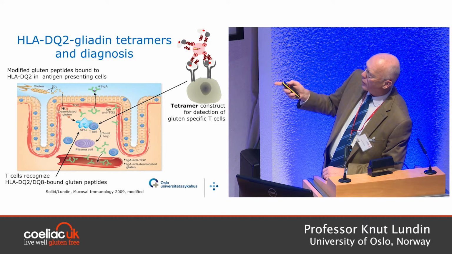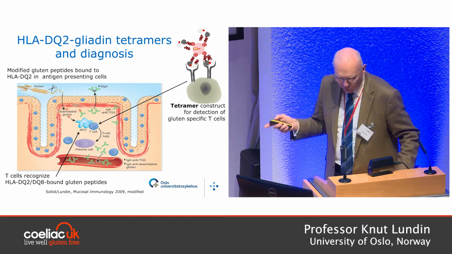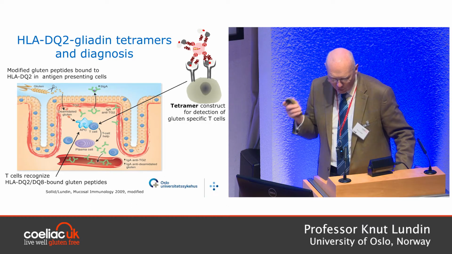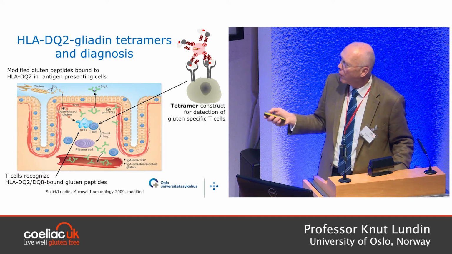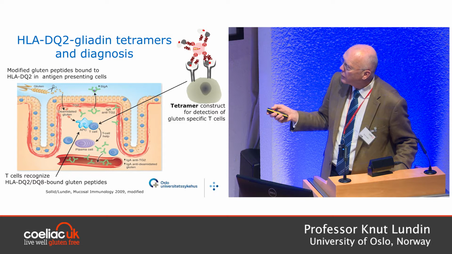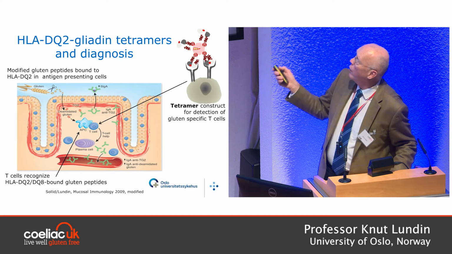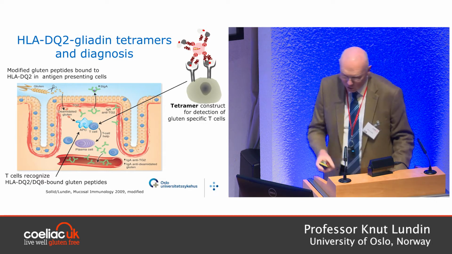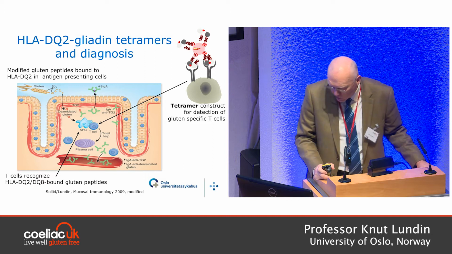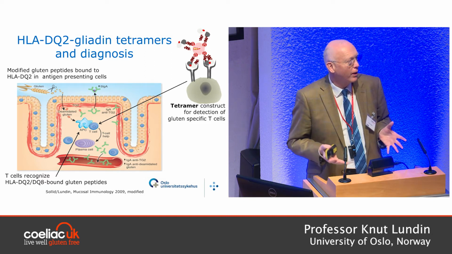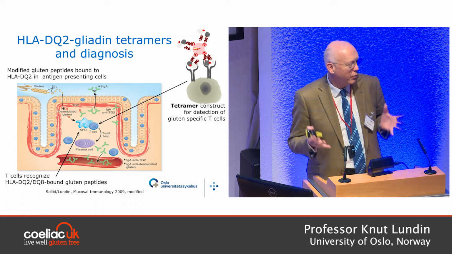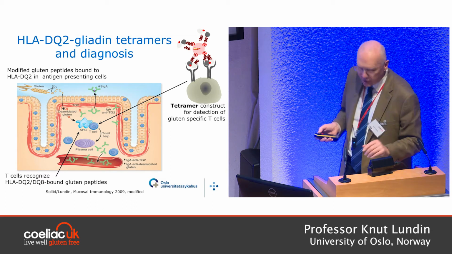And just to step aside a little bit to introduce a very important technical aspect which you're going to hear more about in my talk. We can stain these cells with a construct. We term them HLA tetramers. It's actually a staining method for gluten-specific T cells, the T cells which are relevant for celiac disease.